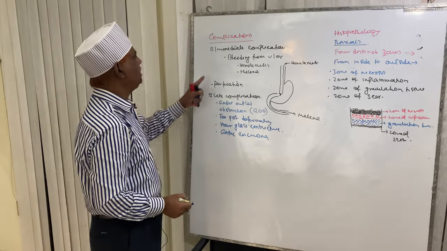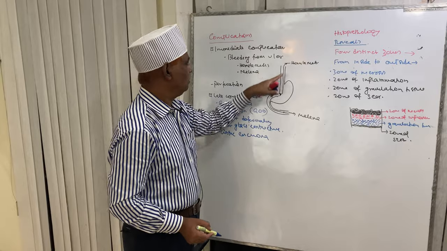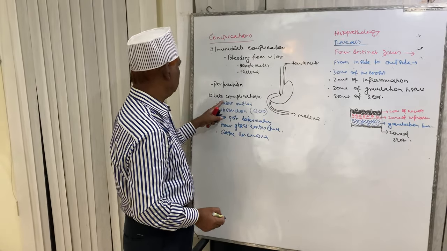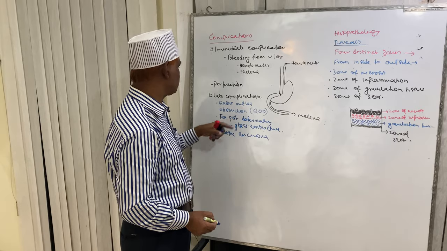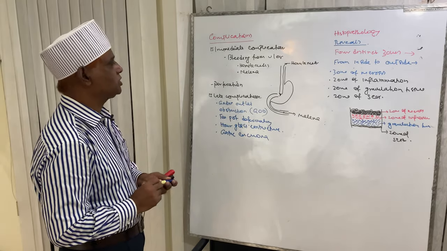So immediate complications: bleeding in the form of hematemesis and melena, and perforation. Late complications: gastric outlet obstruction, teapot deformity, hourglass contracture, and gastric carcinoma.